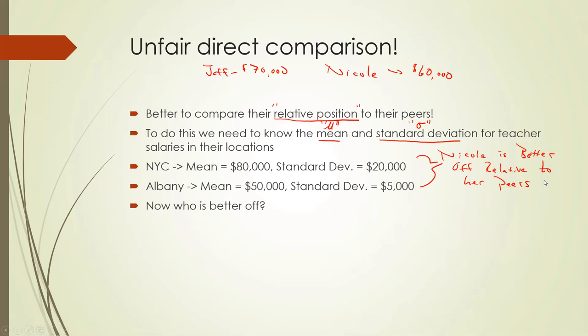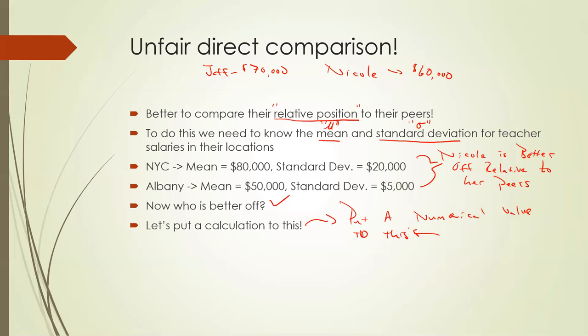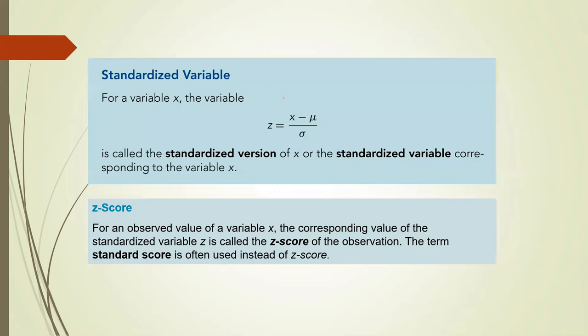Now it's one thing to just look at it and say, obviously Nicole's better off. What we want to do is put a calculation to this, a numerical value to this. This numerical value is what's called the standardized variable. You see below, I'll always refer to it as the z-score. So for a variable x, which here is going to be the respective incomes, we define this new variable that we call z. This is the z-score.